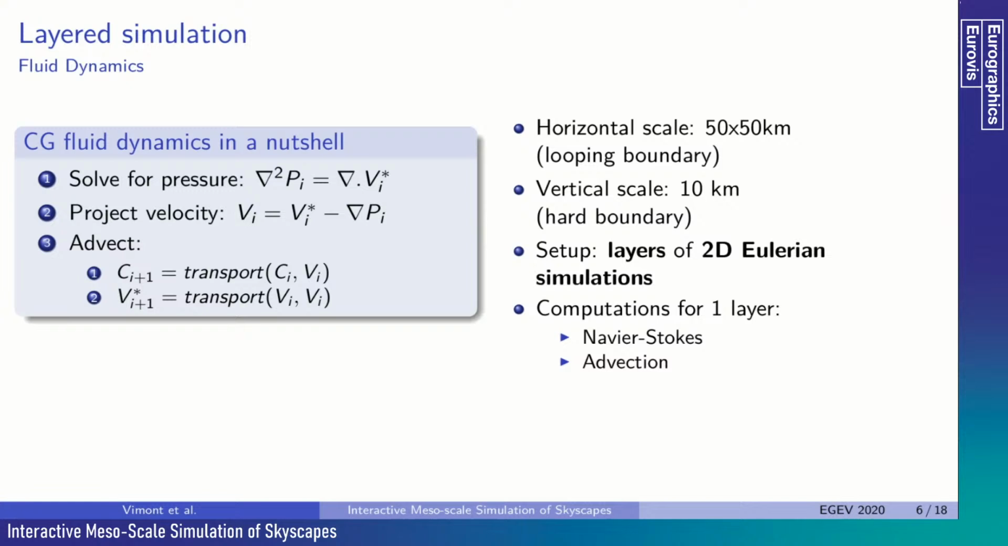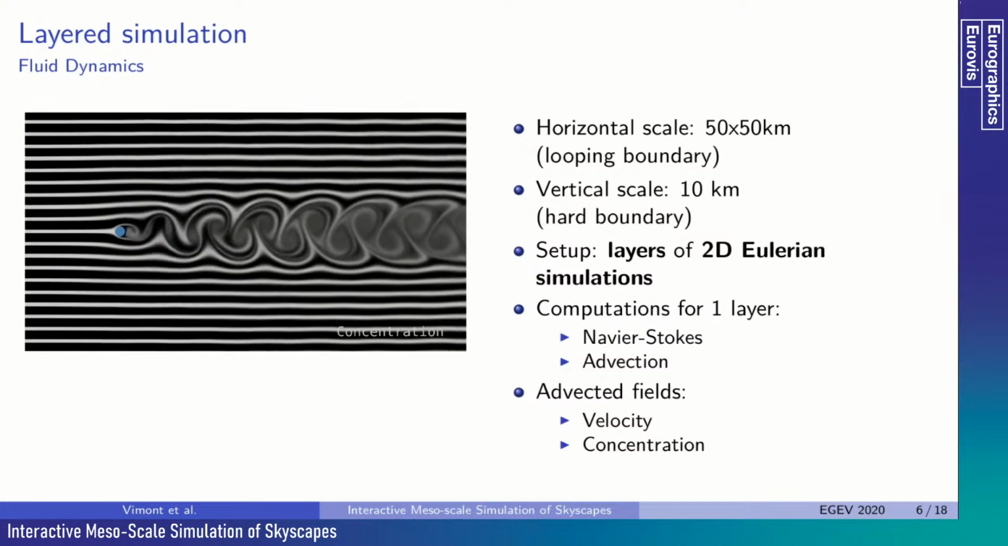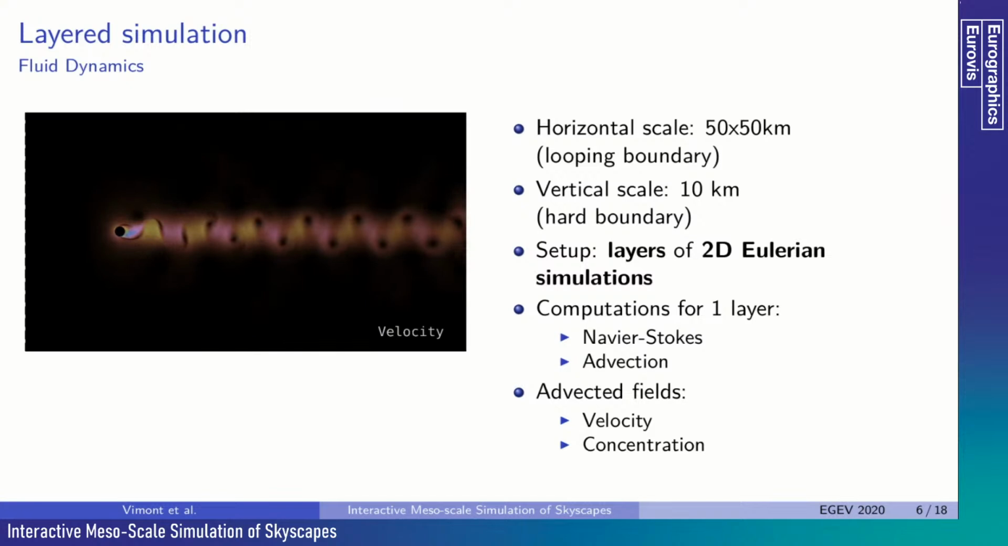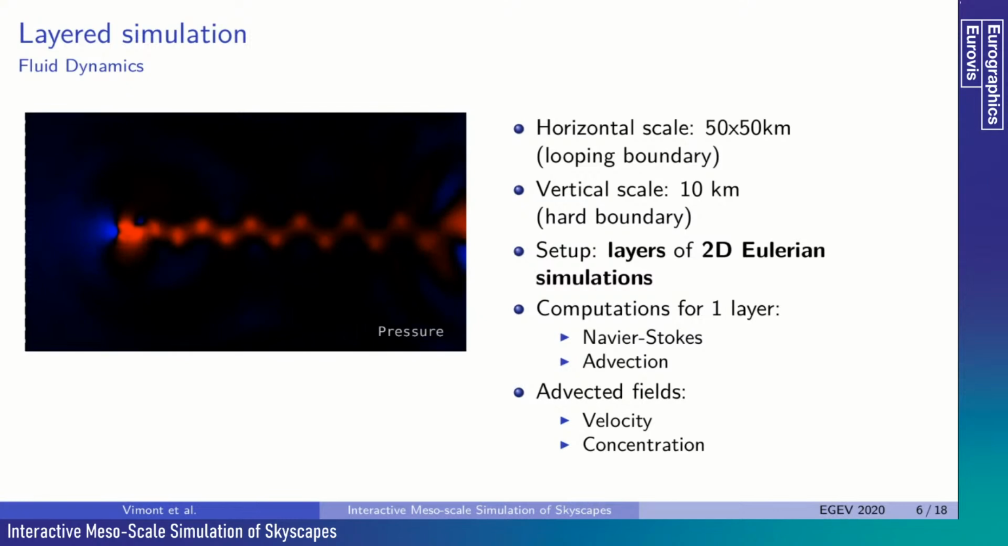The last step is to transport all cell contents to other cells based on the velocity times the time step. This process, called advection, is applied to velocity itself, making it non-divergence-free, and so the process can repeat itself on and on. When put together, it looks something like that. Here we have concentration. You can visualize the velocity as well as the pressure that has been computed from the velocity divergence.